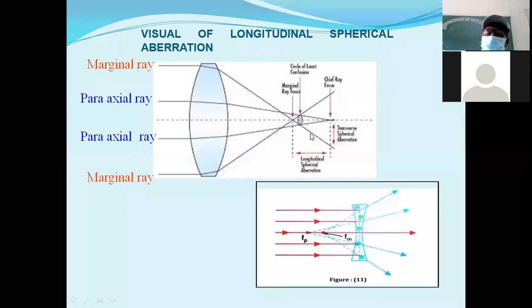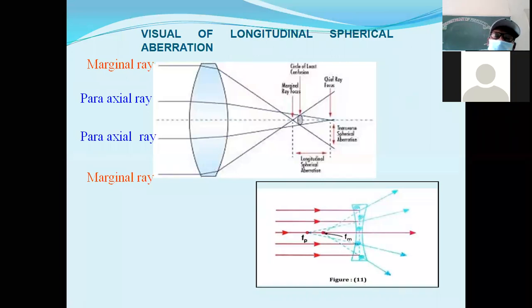Of course, in some cases, the intersecting point of the marginal ray in the plane of the meeting point of the paraxial rays, the distance between these two points is taken as the transverse spherical aberration. Okay. So spherical aberration is classified into two types. One is longitudinal and the other is transverse.